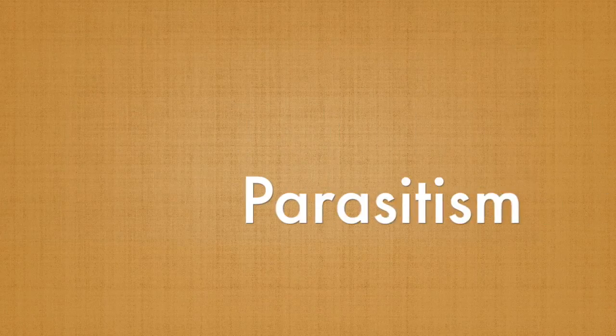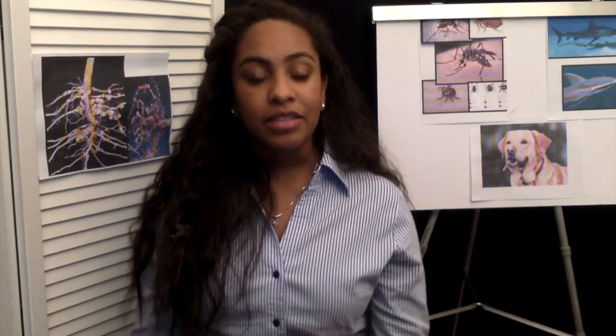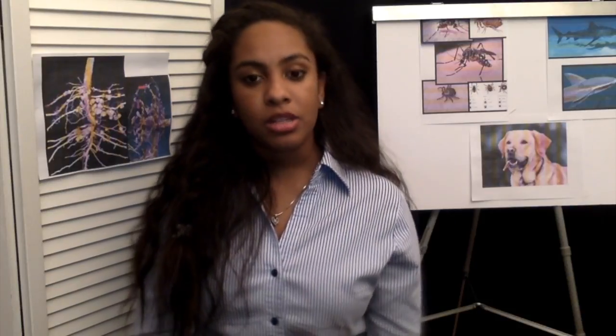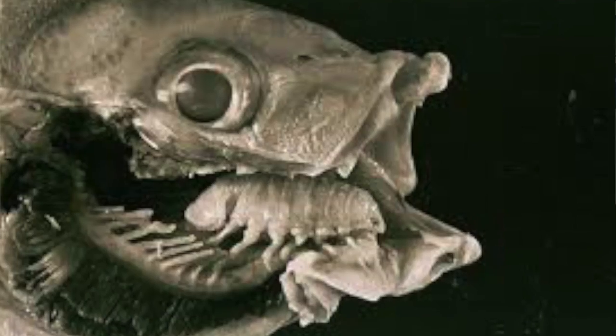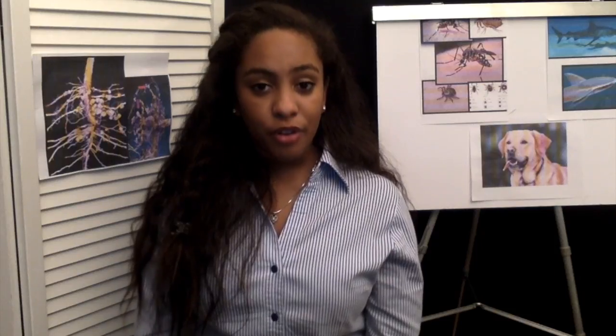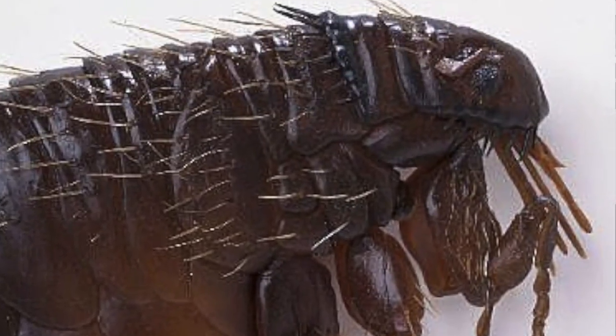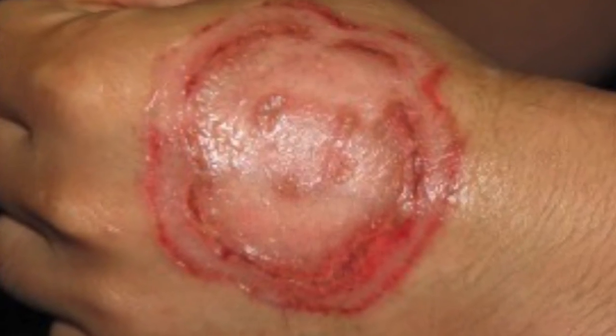The first is parasitism. A parasite is any organism that lives in or on any other organism. This is also known as a host. Parasites damage their host in two different ways. The first is by feeding off host tissue. Organisms like leeches and fleas feed off host blood, while ringworms feed off tissue.